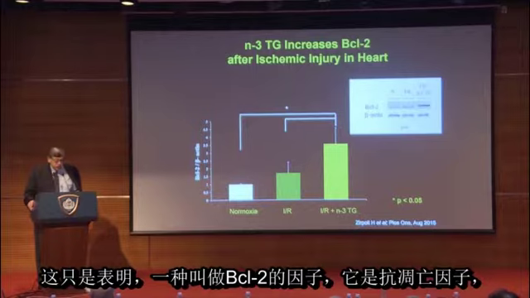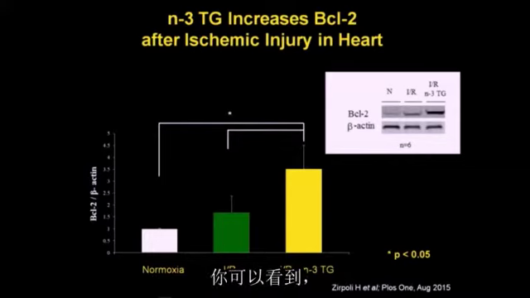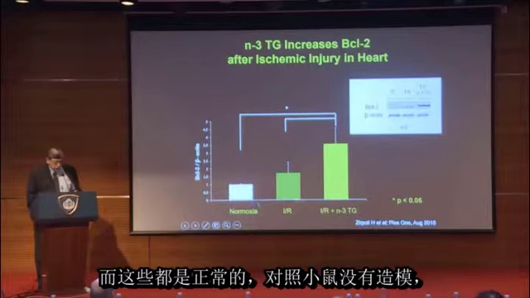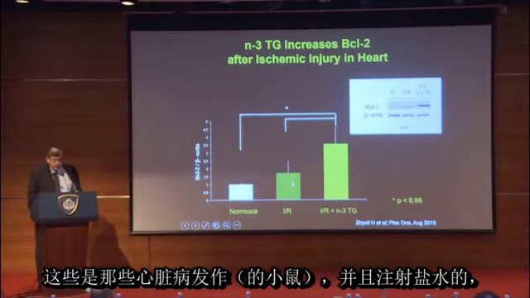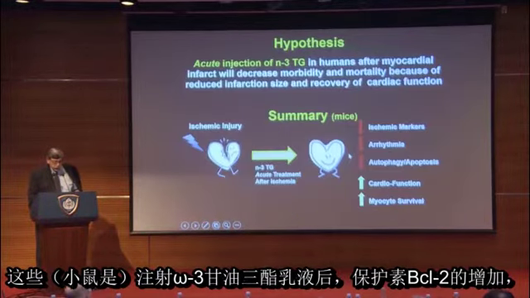And this just shows a factor called BCL2, which is anti-apoptotic, so against cell death. And you can see that these are normal control mice, no exposure. These are the ones that have had the heart attack with saline treatment, and marked increases in this protective BCL2 after we inject the omega-3 triglyceride emulsion.